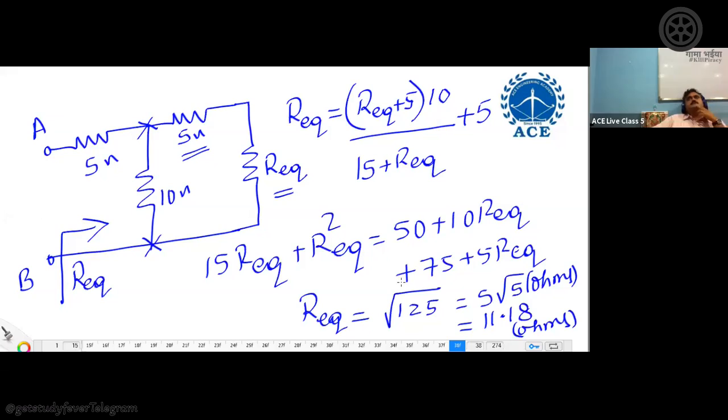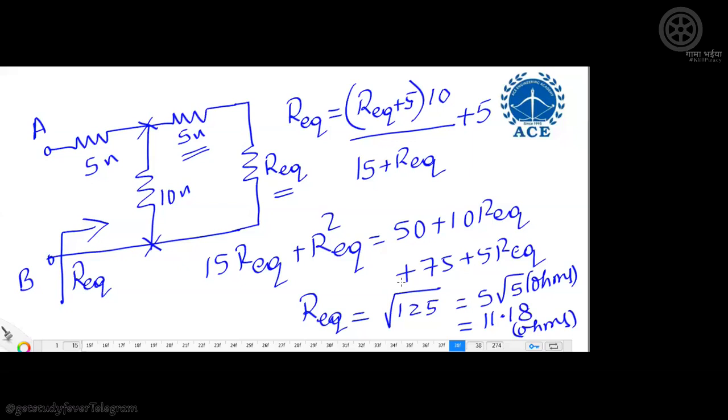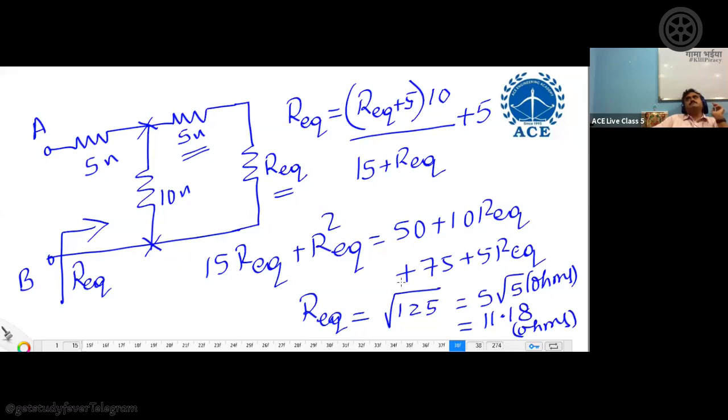But after 2 seconds, what is it doing? From 2 to 4 seconds, it is not storing energy. It is not doing any work at all. Current has saturated, so it will neither absorb nor deliver. So in that range, energy absorbed will be 0. Okay, sir. And in the third region, it is delivering. That's the reason we got a negative value.